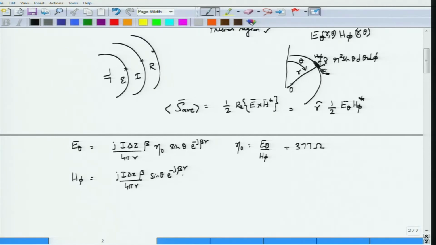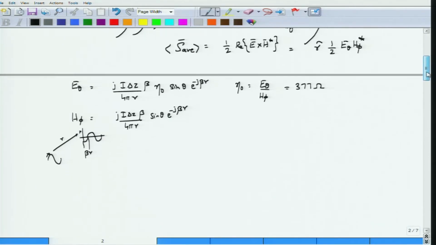Remember, this e^(−jβr) is the phase retardation. So, if this is a cosine wave that is changing at the antenna terminals, at this point which is radius r away, it would be a cosine or sine wave, but with an extra phase. This extra phase is the result of the fields taking some time to go from the antenna output terminals to the point where you are observing them. So, this is the phase factor, and these fields are actually retarded fields. Okay.